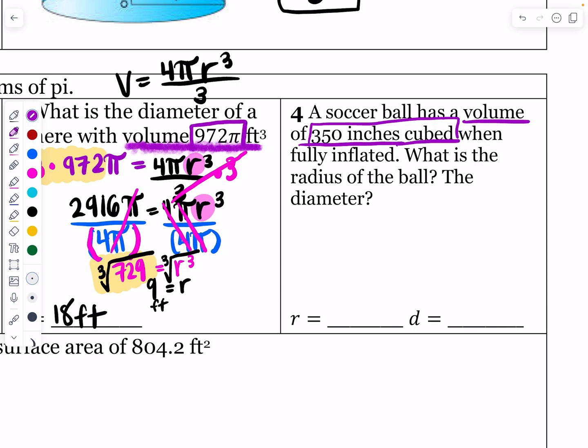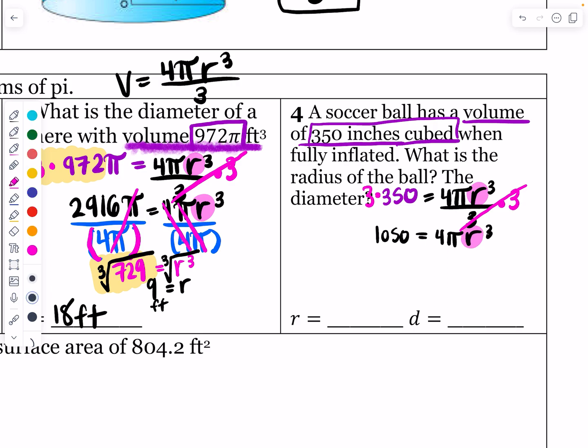So again, if this is my formula, I can set 350 equal to 4 pi r cubed divided by 3. The first step, just like before, is to get r cubed into the numerator, because we want to solve for the radius. So we want to get rid of the denominator of dividing by 3. What's the opposite of dividing by 3? Multiplying by 3 on both sides. So I'm going to do 3 times 350, which gives me 1050. So I've got 1050 equals 4 pi r cubed.